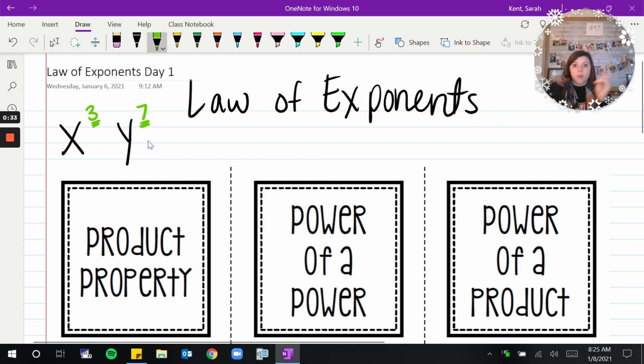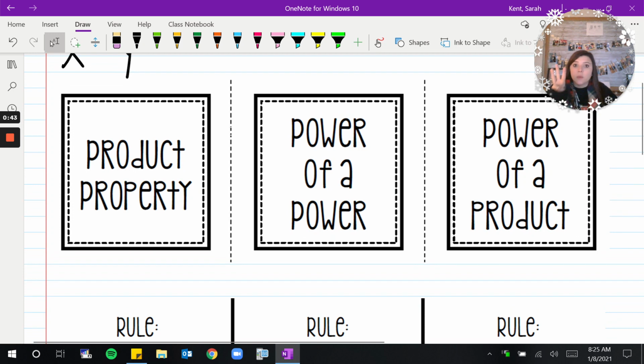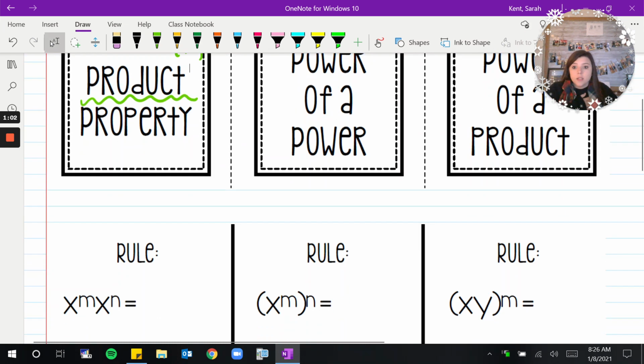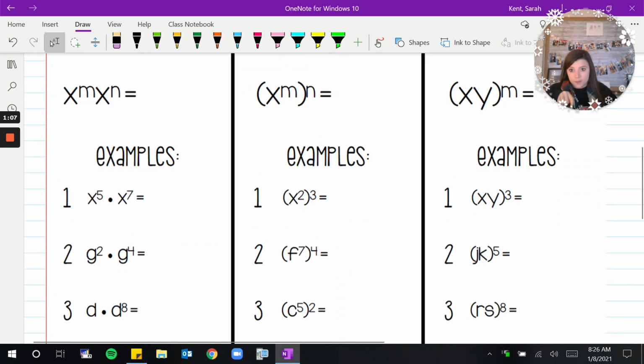So we're going to look at ways where we can put together exponents if they're on the same letter or number. So we've got 3 different rules we're going to look at today, and then we'll look at 3 more rules next time. So the first rule we're going to look at is the product property. So for product, this is going to be thinking about multiplication or times. So we're going to do the rule at the end and start with some examples.